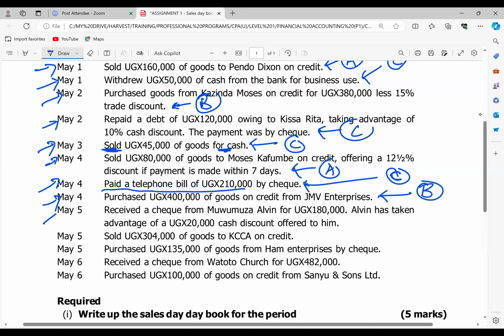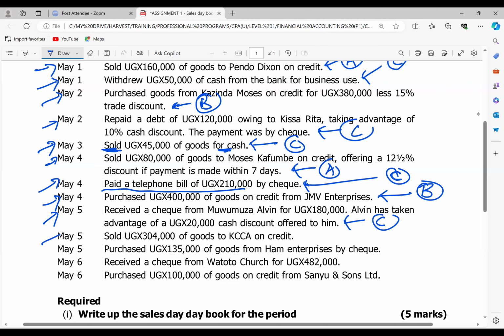5th of May, received a check from Muhumuza Alvin, 180. Alvin has taken advantage of 20,000 cash discount offered to him. Okay, this is for Faith Amolo. Received a check from Muhumuza. It's a cash book. Okay, thank you so much.